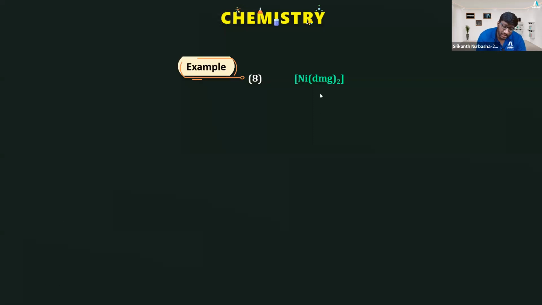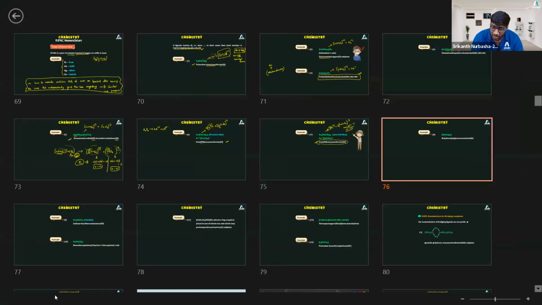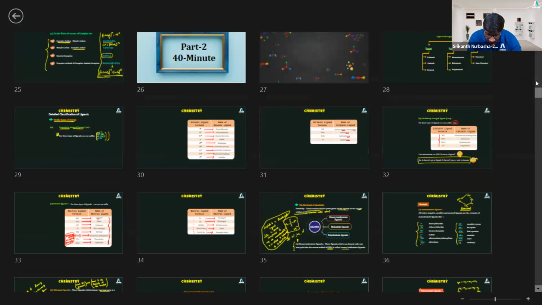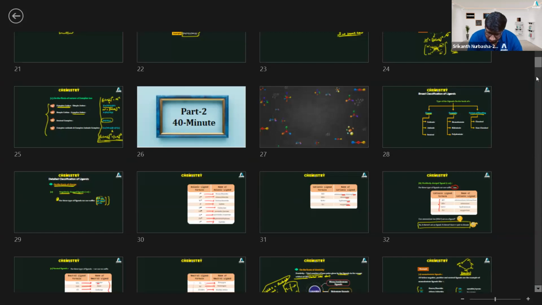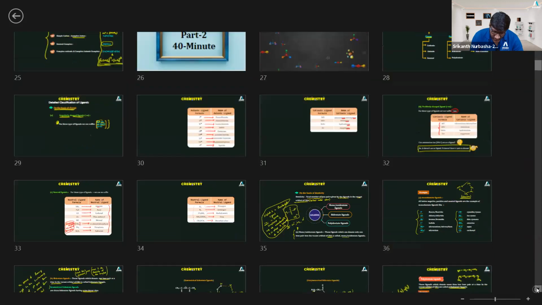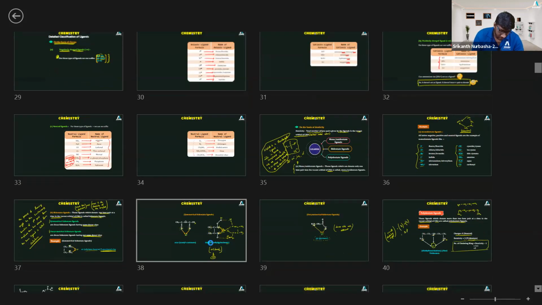Look at this carefully, students. Ni(DMG) taken twice. What is the name of this complex? You have to answer. I have told you what DMG is earlier as well, and I have given the complex of DMG to you, if you remember, while we were discussing bidentate ligands. Let us go back to that.